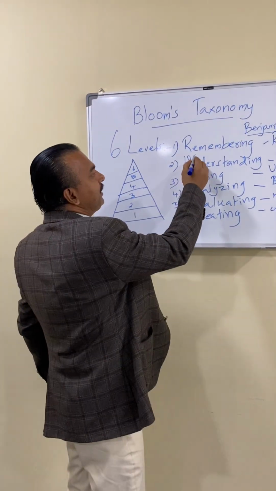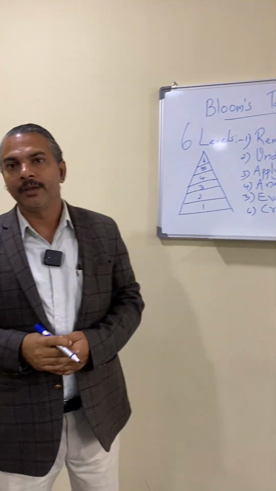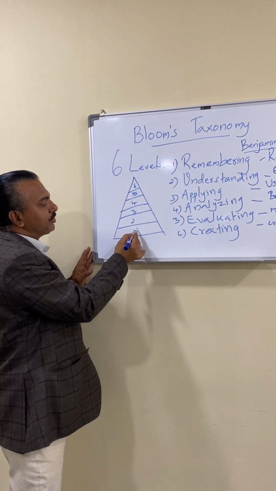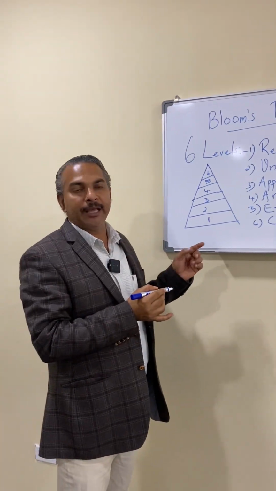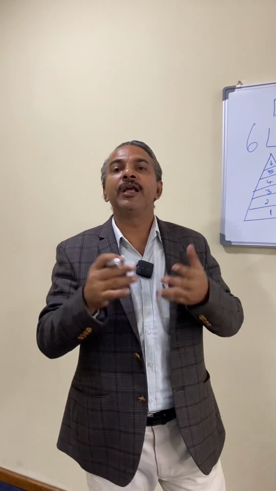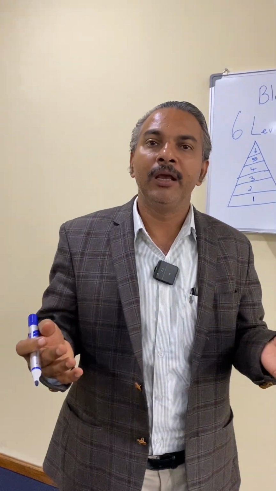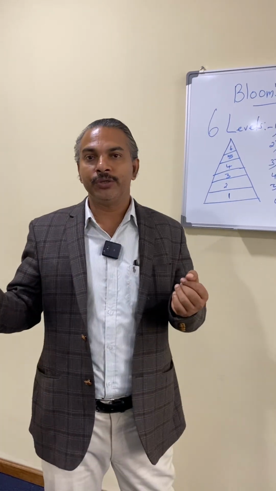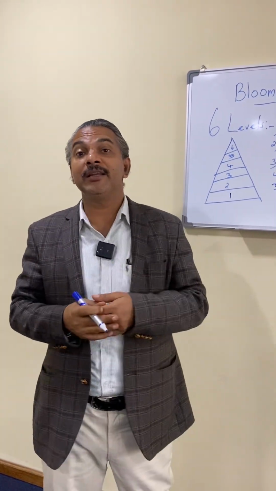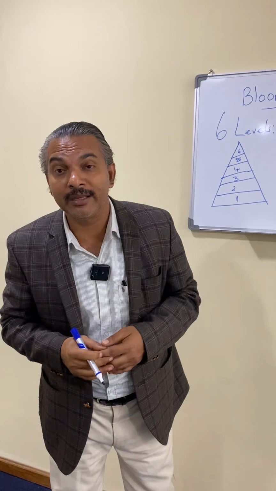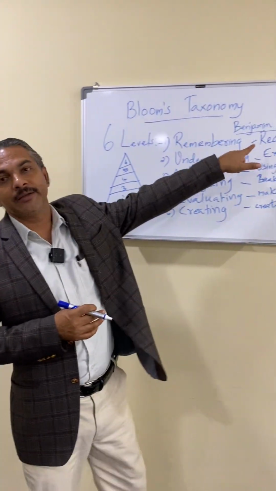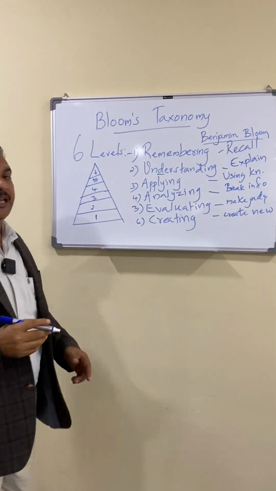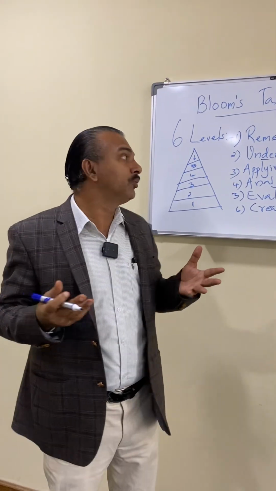The first level is remembering. If you consider it as a pyramid-like structure, that is the most basic form of learning, which is just remembering, recalling the idea. For example, you learn what water is. You say it is H2O. You recall that formula and say water is 2 hydrogen and 1 oxygen. That is recalling.